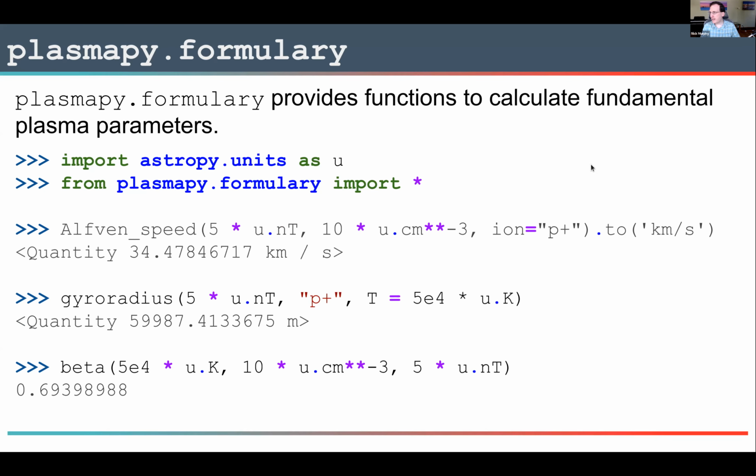The next one is plasmapi.formulary. This subpackage is our biggest one and contains a lot of functions to calculate fundamental plasma parameters. This also is based a lot on AstroPi.units. So if you want to calculate something like the Alfvén speed for plasma at 1 AU, or the gyroradius, or plasma beta, this is where we can go in order to be able to do that.